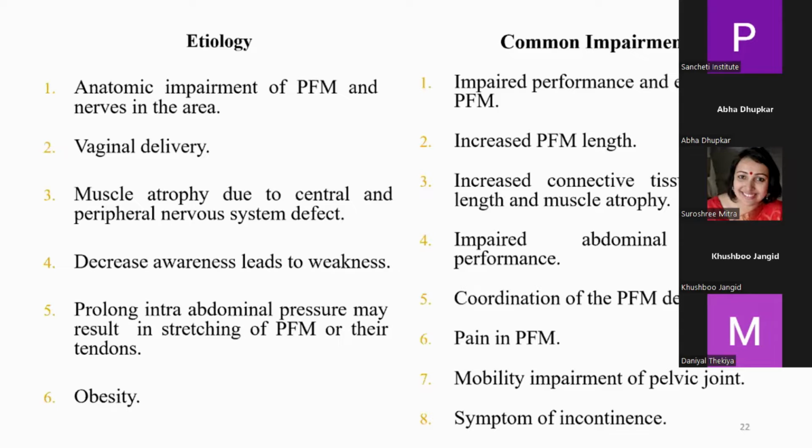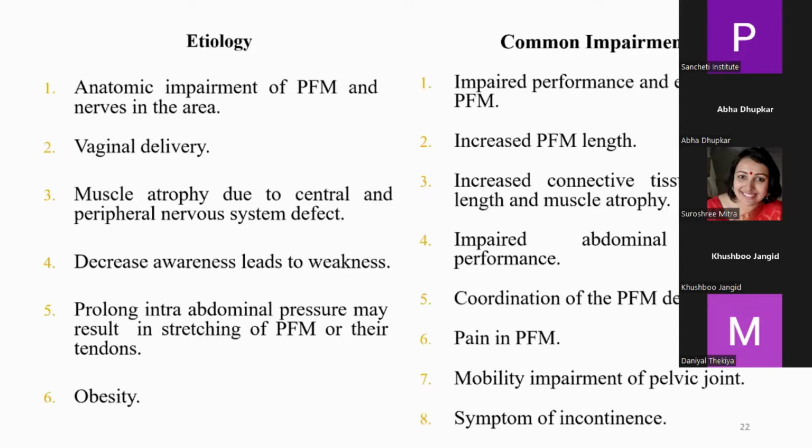First is impaired performance and endurance of the pelvic floor. That is, the muscle is not functioning properly. Second is that the length of the pelvic floor muscle is increased. Third is increased connective tissue length and muscle atrophy. Fourth is impaired abdominal muscle performance. Fifth is that coordination of the pelvic floor muscle is decreased. That is, the contraction and relaxation ability is not going hand in hand. So that is the coordination.